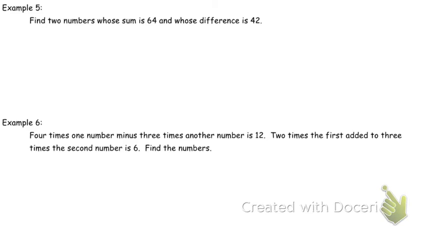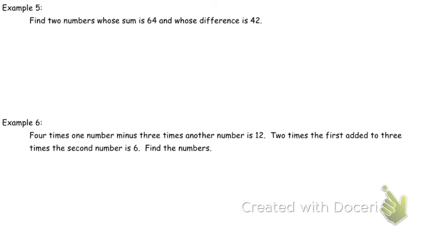So, here's a practical example of this. Sometimes you need to figure out what two numbers can add to a number but subtract to another number. Sometimes you actually would need to figure that out in real life. So find two numbers whose sum, adding, is 64 and whose difference, subtracting, is 42.